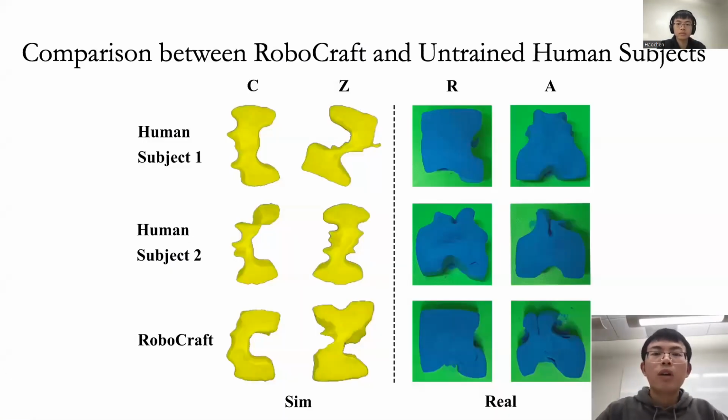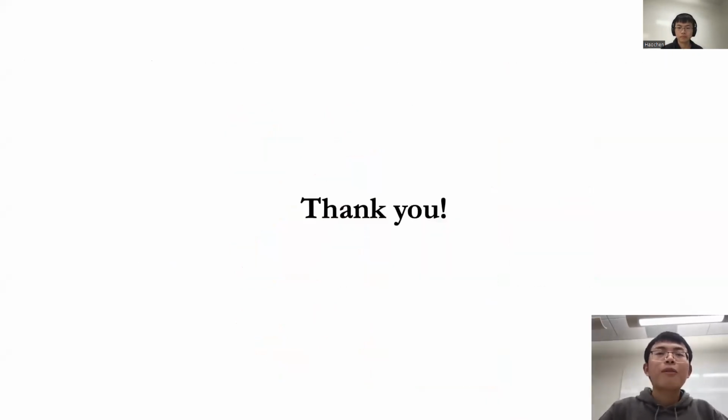Following the question of how to shape an A in the last slide, here's a comparison between RoboCraft and untrained human subjects in both the simulation environment and the real world. You can see that RoboCraft is comparable to and sometimes better than human subjects in the tested tasks. Thanks everyone for the attention.